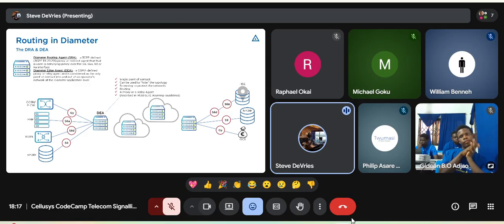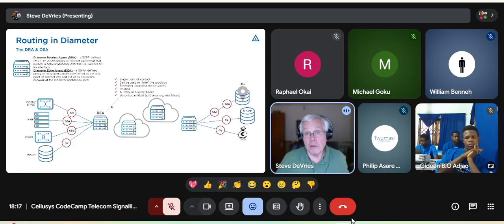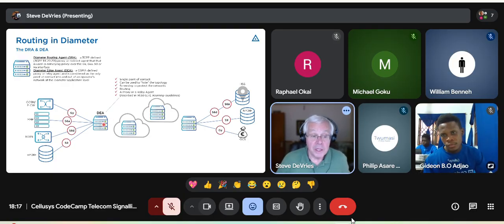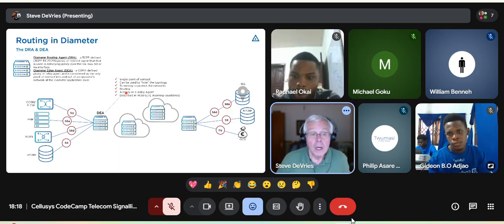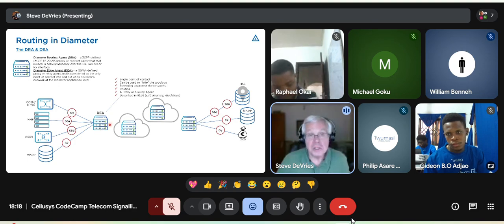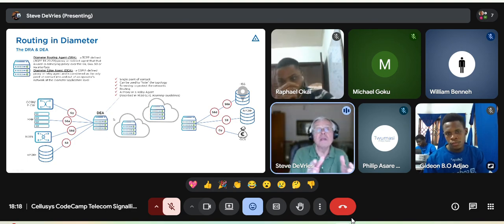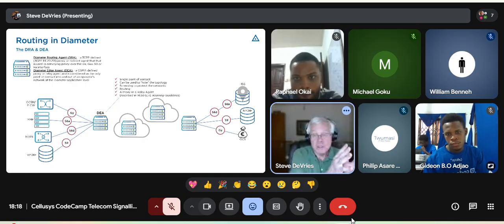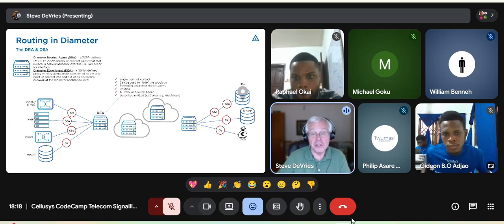Since diameter is a legacy network, it needs to be protected, just like SS7. So if you have a firewall, which most networks do, and firewall software, and that whole functionality is one of the things Celsius sells, that would be placed at the diameter edge agent. It does routing, and it's described in some documents. But anyway, think of this as the equivalent of the signaling system 7 signal transfer point that does the routing. This is its equivalent, called the diameter edge agent.